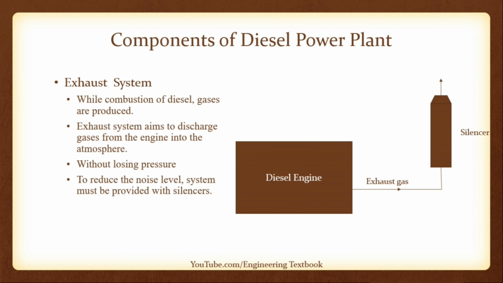To reduce the noise level, the exhaust system must be provided with a muffler or silencer. With the help of a flexible exhaust pipe, the vibration must be isolated from the plant. The exhaust system needs to be covered with asbestos to avoid heat transfer, and it must be cleaned periodically.